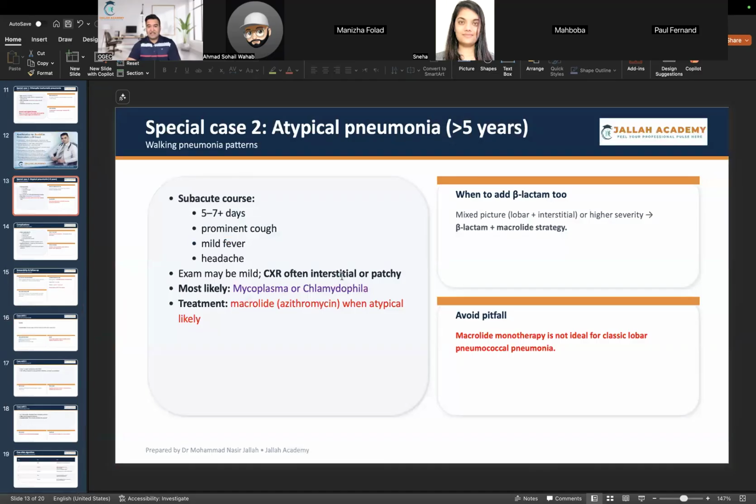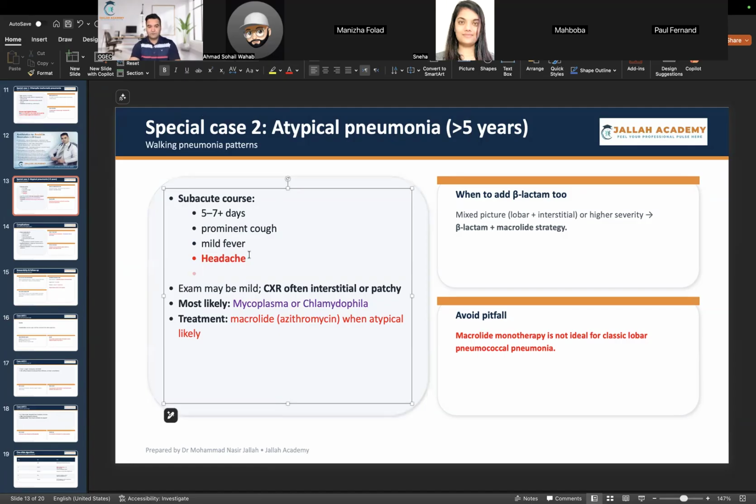Special cases: atypical pneumonia in someone who is above 5 years of age. So subacute course, prominent cough, mild fever, headache. Remember, they will give you this, and on top of all of that, they will add a headache. And probably sometimes they also add malaise.